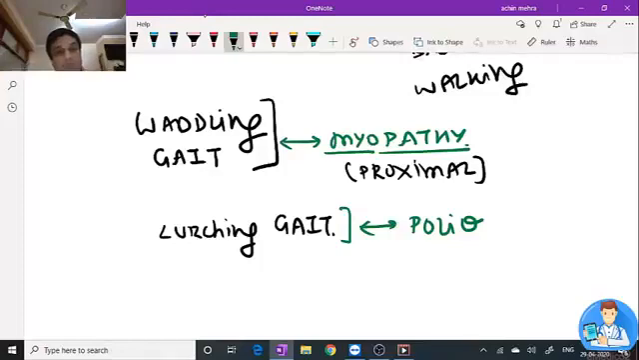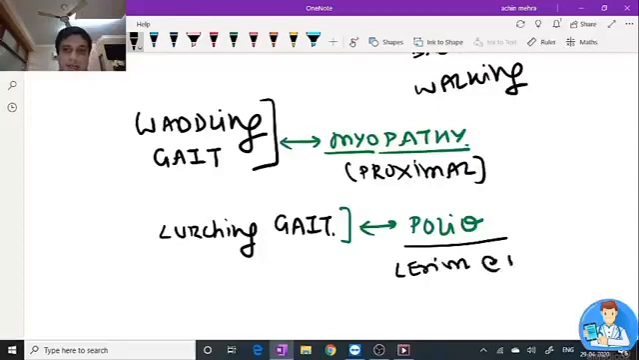Now, polio, if you read in peds and community medicine, you'll come across that the lesion is at the anterior horn cell. So there is a lesion in the anterior horn cell. AHC stands for the anterior horn cell. There's a lesion right over there. And these patients have a constant wasting on one side of the muscle tissue. That's why they lurch to one side.